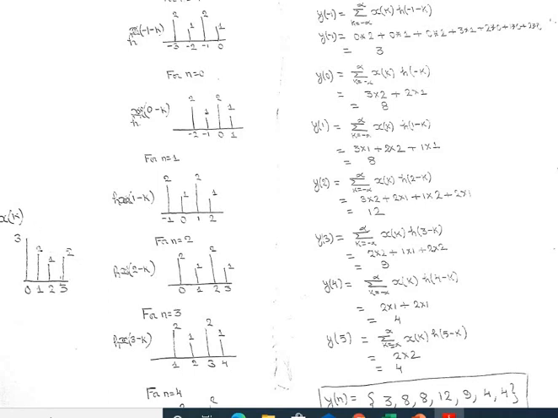So here the common samples will be 0, 1 and 2. We just multiply the magnitude values here. So 3 into 1 plus 2 into 2 plus 1 into 1, that is 8 we are going to get.